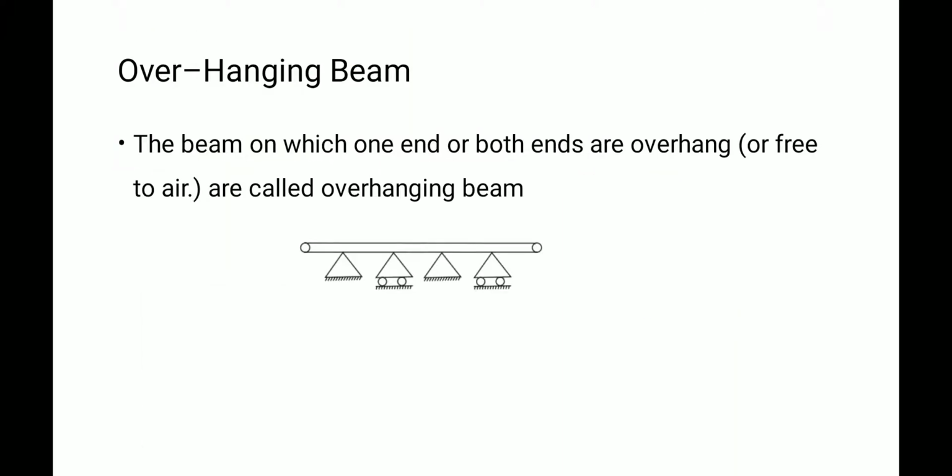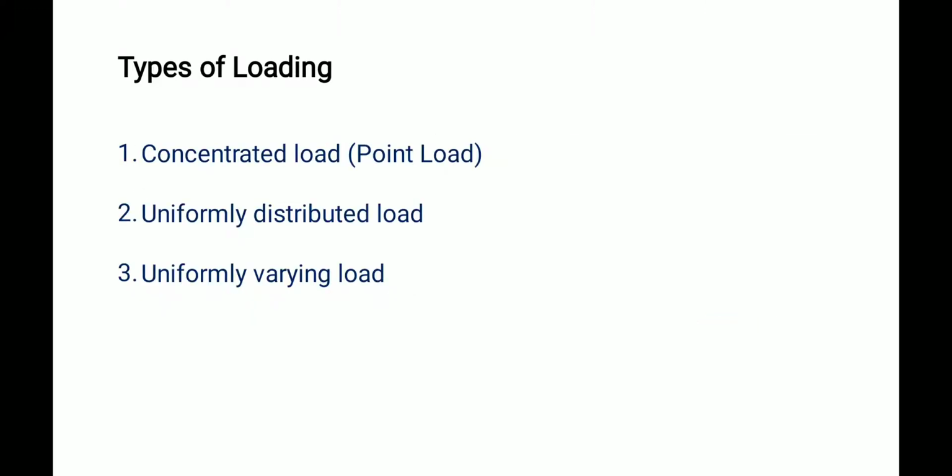Then overhang beam. Here so many supports may be there and it is overhanging from the end. It is cantilever, overhanging from the supports. Otherwise we can know continuous beam also, the overhanging beam. So many supports, 2 supports or 4 supports are there, and from the supports also the beam is overhanging to certain distances. This type of beam is overhanging beam. So we studied about the types of beam, which is 3 types: cantilever, simply supported and overhanging beam.